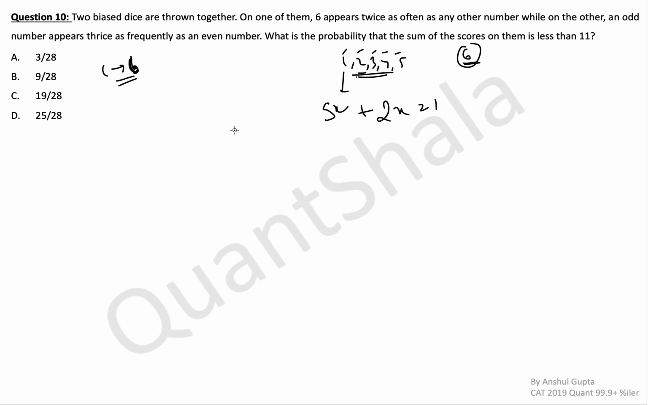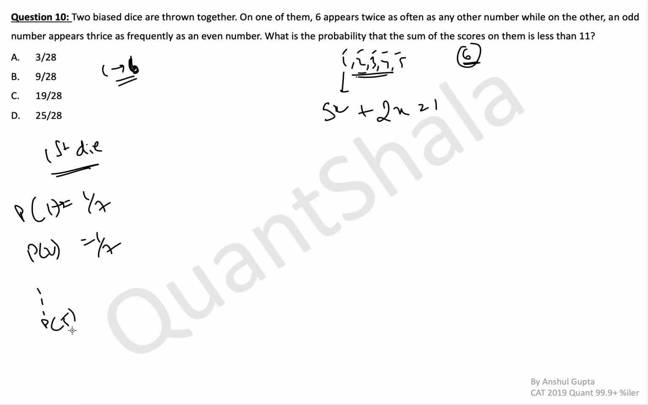That means on first dice, probability of 1 is equal to 1 by 7. Probability of 2 is equal to 1 by 7. Similarly, till probability of 5 is 1 by 7. And then probability of 6 is 2 by 7. Okay, this is the first die.